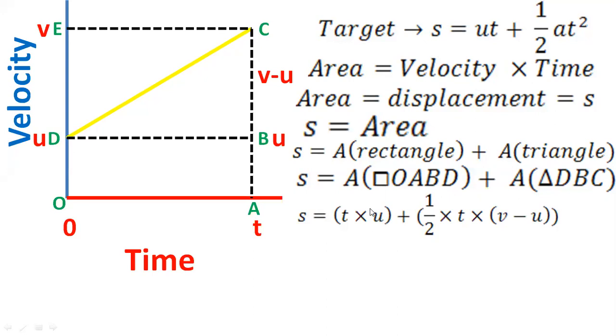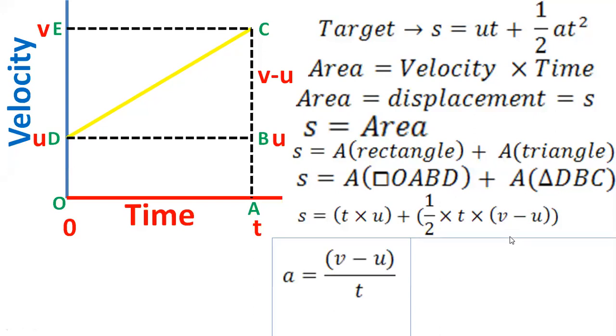Now let me add those. What is t into u? That is ut, plus half into t into, and here I am going to substitute the value of v minus u. Let me show you how to substitute the value of v minus u. That is very easy to do. You already know what acceleration is. Acceleration is nothing but v minus u by t, that is change in velocity by time, the rate of change of velocity.